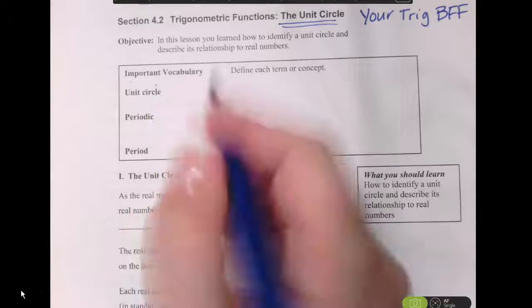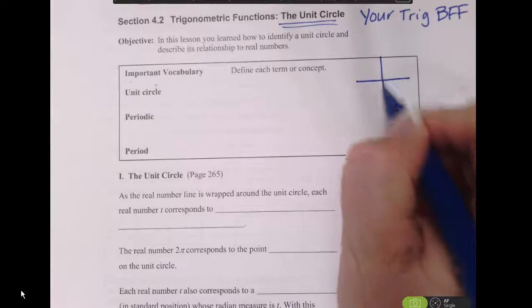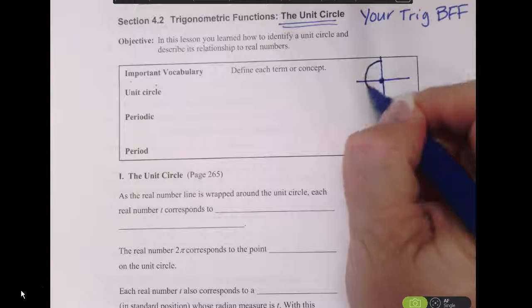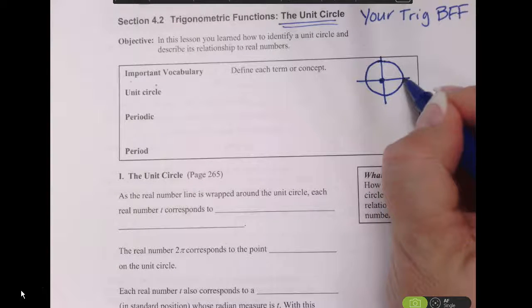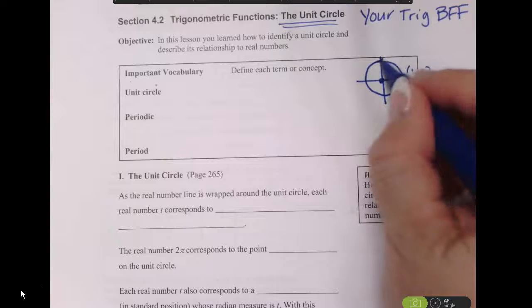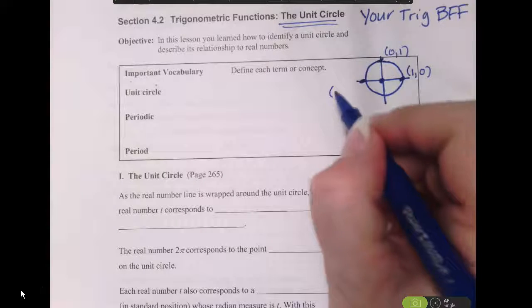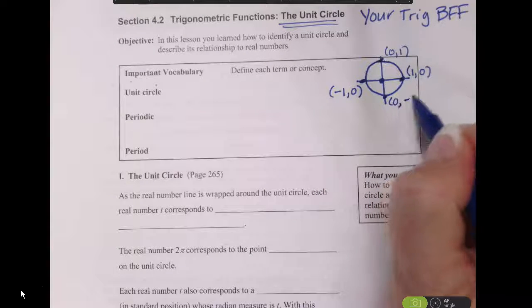So the unit circle is basically a circle that's located at the origin. The center is located at the origin, and its radius is 1. So that means that its points can be found at (1, 0), that would be a coordinate, then (0, 1), and then over here on the negative side we have (-1, 0), and down here we have (0, -1).